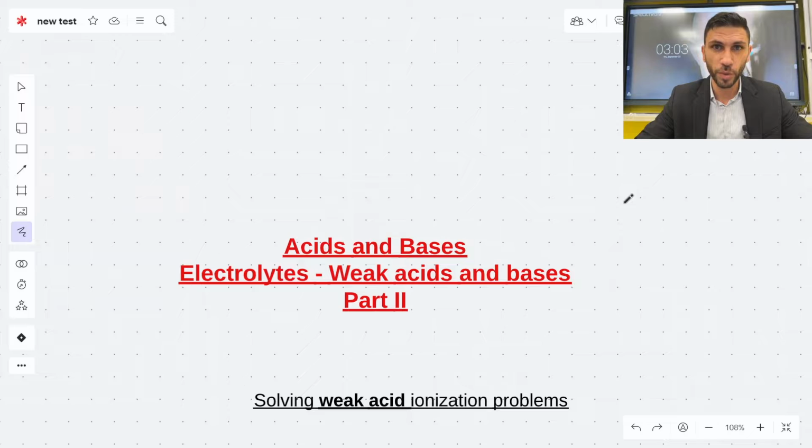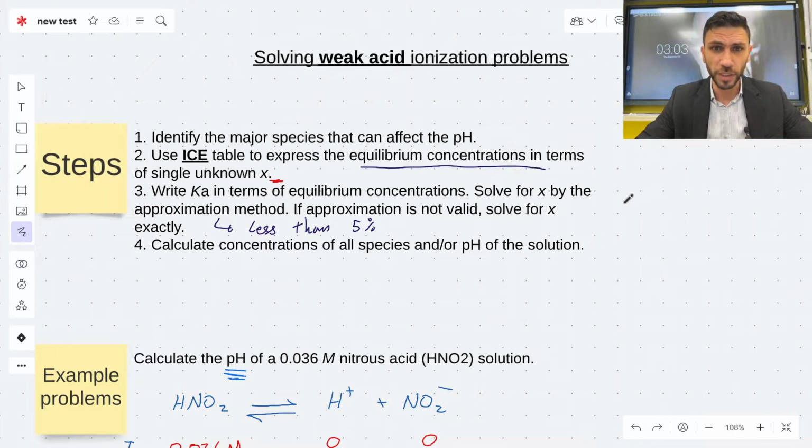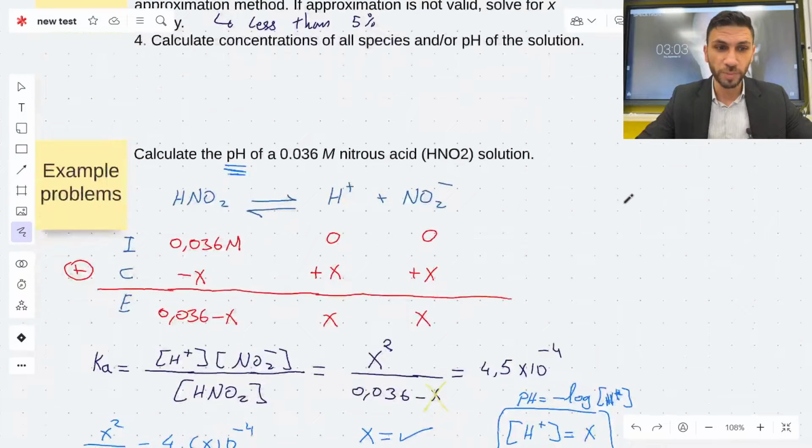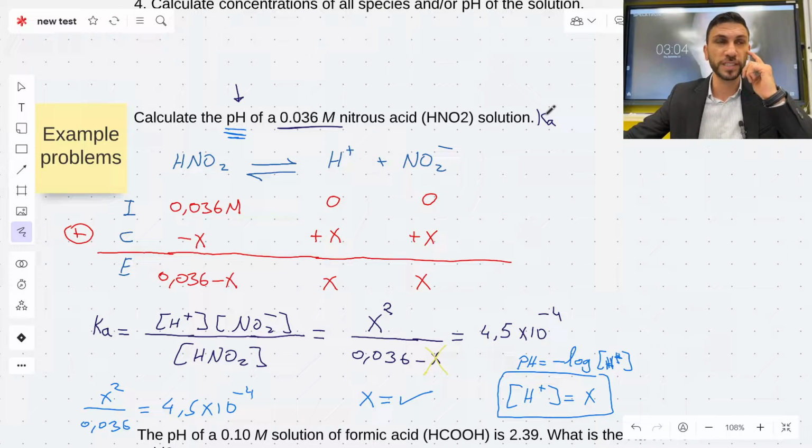In the previous video, we were talking about the acids and bases. We talked about the electrolytes, and we talked about how we solve the pH for weak acid and also the pOH. We talked about the steps that are followed in order to solve weak acid ionization problems. We took this problem, in which they were asking for the pH of a solution, the concentration was given, as well as the Ka for this weak acid, nitrous acid.